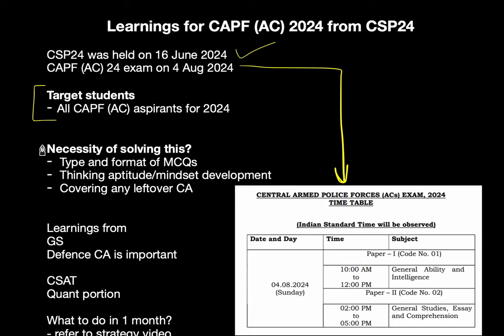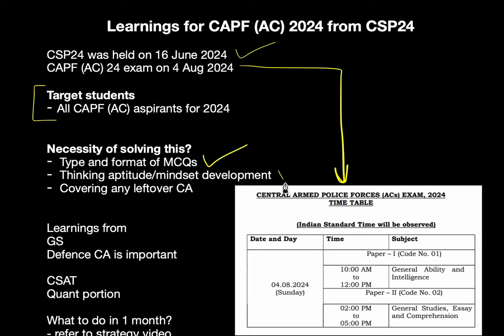It is always good to learn from the other exams conducted by UPSC. Now, what is the necessity of solving this? The first question I get is, I am preparing for CAPF, then why should I solve the civil services questions? They are harder, they are different. No. The type and the format of MCQs has to be understood from them.